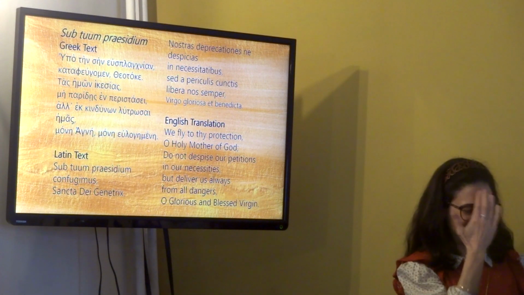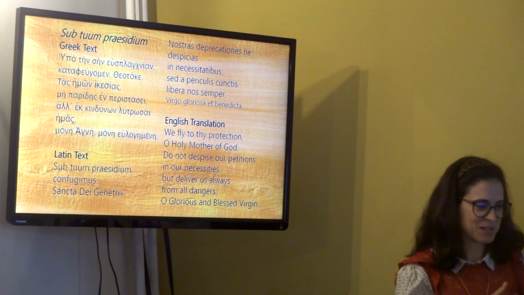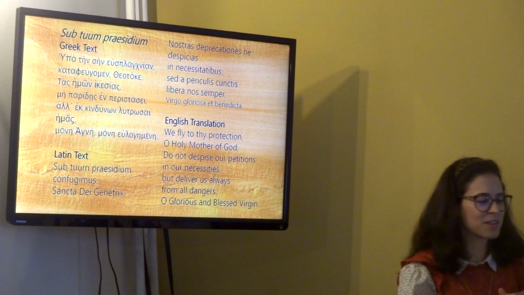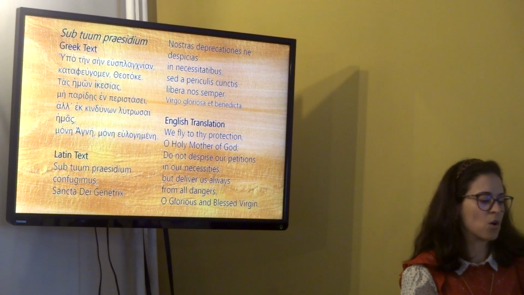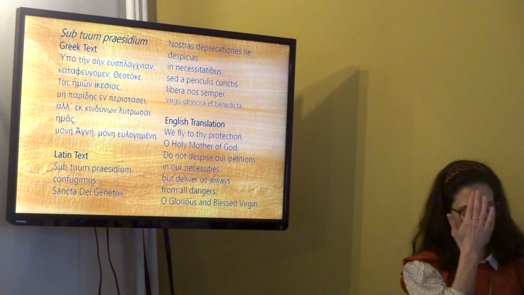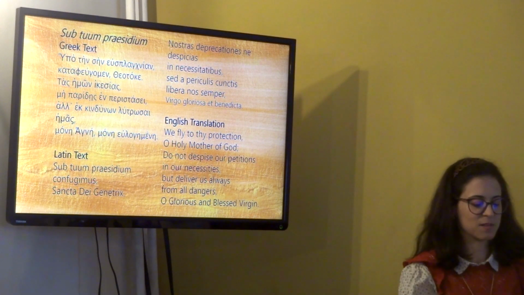In the name of the Father, and of the Son, and of the Holy Spirit. Amen. We fly to thy protection, O Holy Mother of God. Do not despise our petitions in our necessities, but deliver us always from all dangers, O glorious and blessed Virgin. Amen. In the name of the Father, and of the Son, and of the Holy Spirit. Amen.